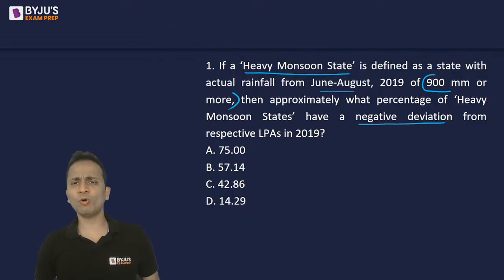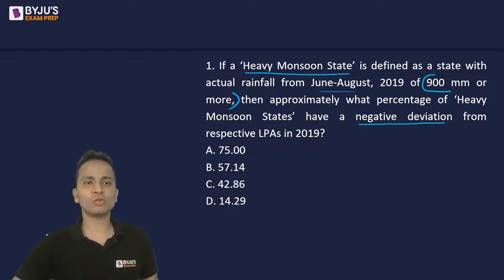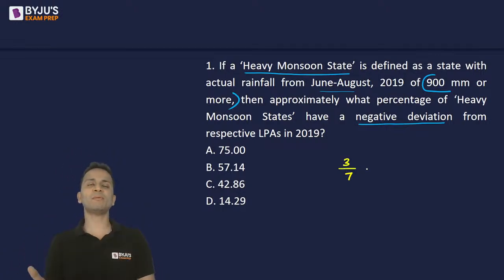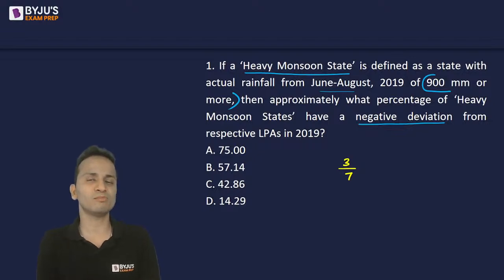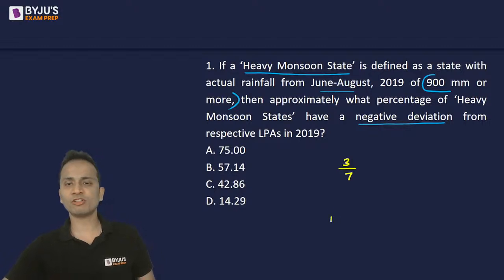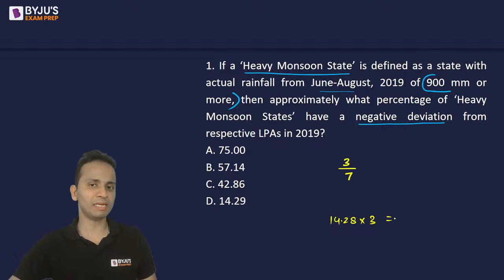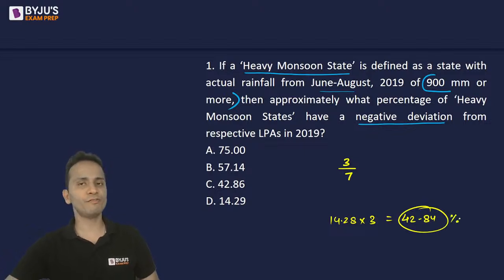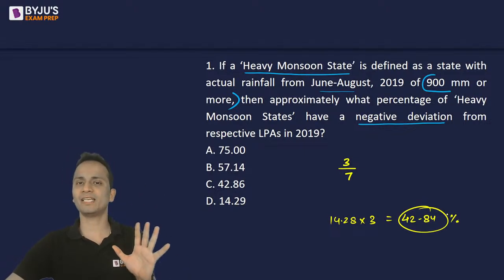Okay. So what do they want? What percentage of heavy monsoon states? So how many heavy monsoon states are there in total? These are 7 states. Out of them, 3 have negative deviations. So 3 upon 7, we'll have to convert it in terms of percentage, and that will be our answer. How much is 1 upon 7? 14.28. So 3 upon 7 will be 14.28 multiplied by 3. That is 42.84 approximately. So 42.84 percent should be our correct answer.